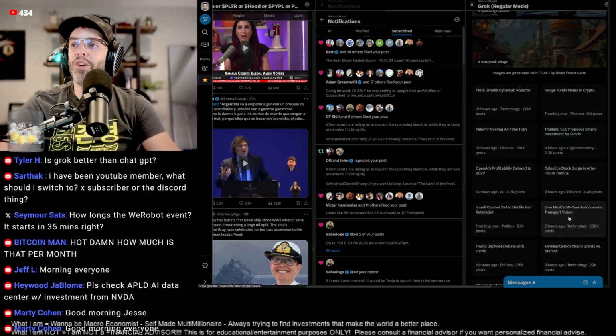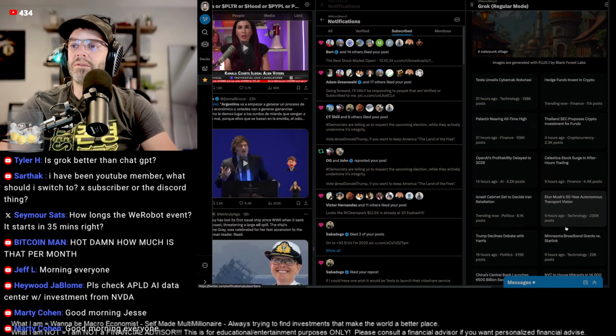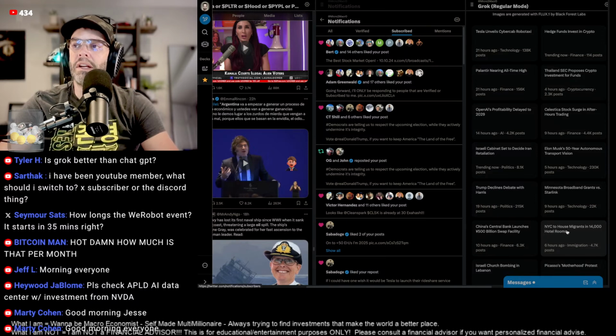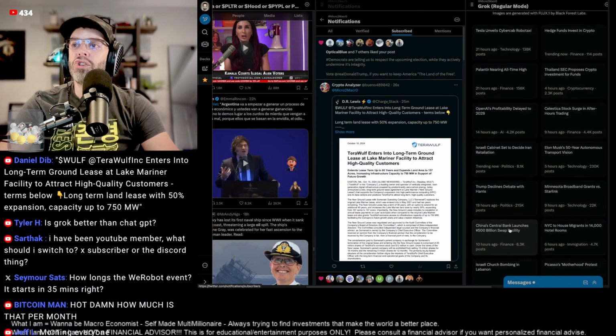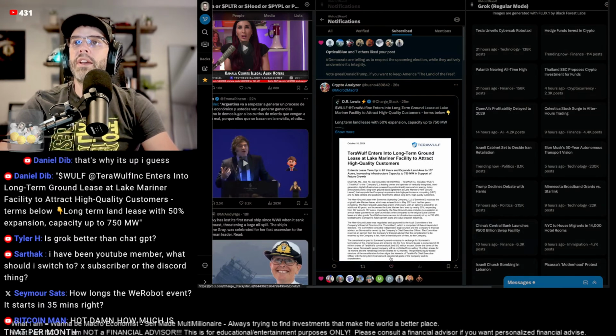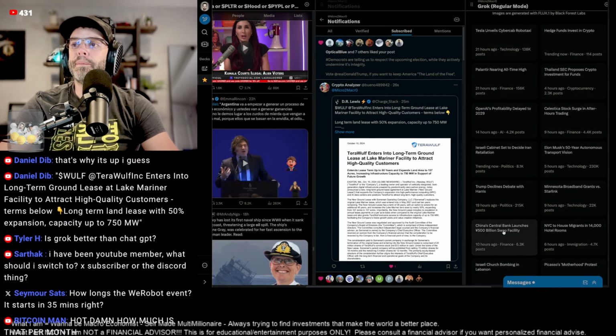Elon Musk's 50-year autonomous transport vision. Okay, I didn't know he laid out a 50-year plan. Thought it was a lot quicker. China's central bank launches a $500 billion swap facility. That's interesting. Probably need to post about that. Thank you, Crypto Analyzer, for posting that.